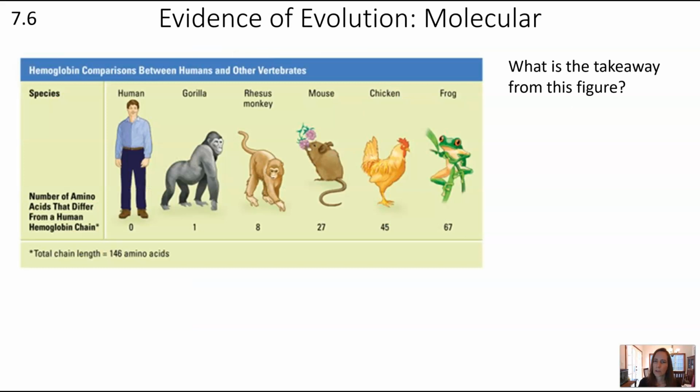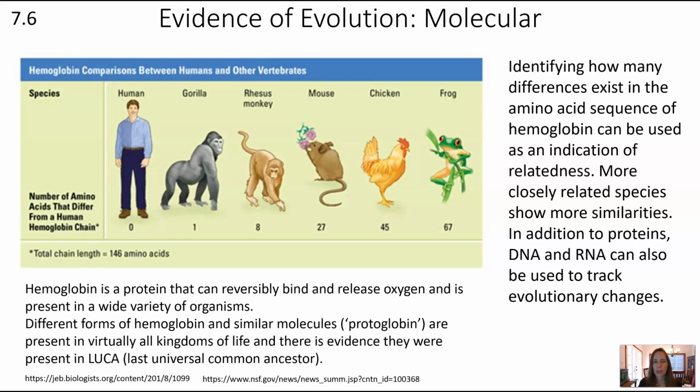Here is a figure that shows another method of figuring out evolution that shows that evolution has been happening over time. What is the takeaway from this figure? This figure is comparing hemoglobin, a protein molecule that is found in a lot of mammals. In fact, hemoglobin is a protein that is found not just in a lot of mammals, but similar molecules are present in virtually all kingdoms of life.